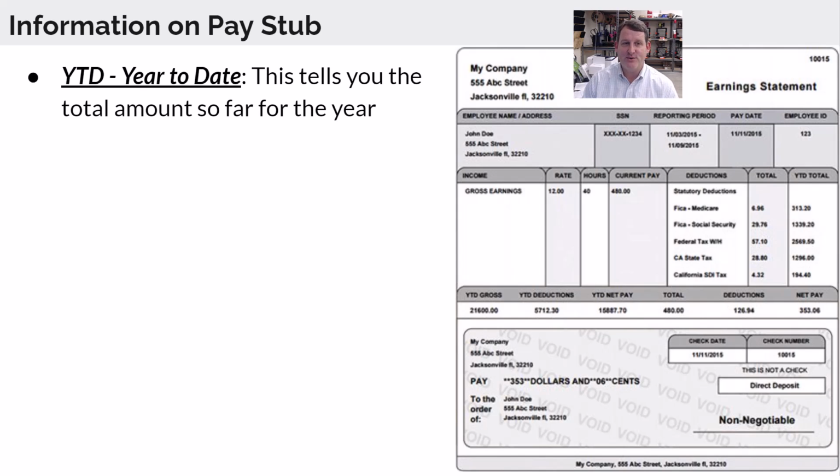YTD refers to year to date. This tells you how much has been the amount for the entire year up to that date. So if it's March, it's going to include anything that happened in January, February, and March. So up to that date.